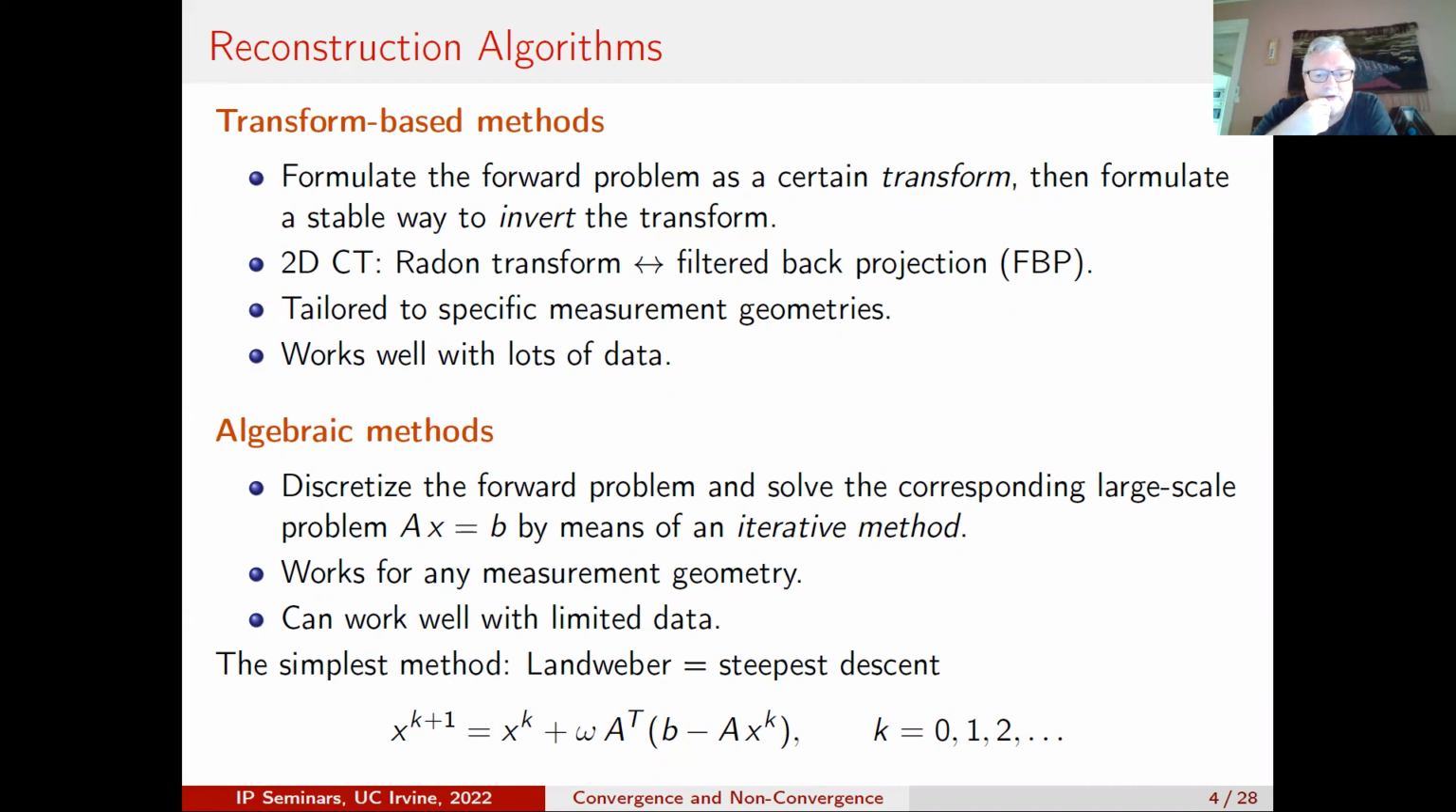Okay, so how hard can that be? Well, typically this is a very large problem, so you need to use an iterative method in order to solve it. And on top of that, the matrix A can be quite ill-conditioned, so we have to be aware of that. The nice thing about this approach, though, is that it works for any measurement geometry, so it's very, very flexible.